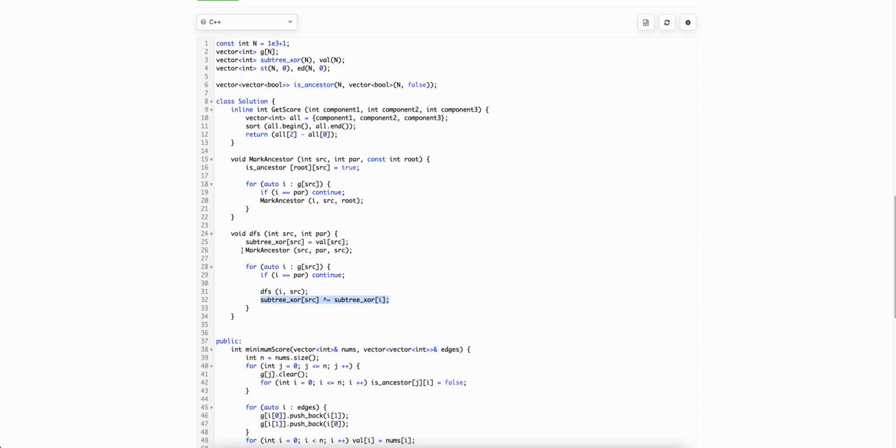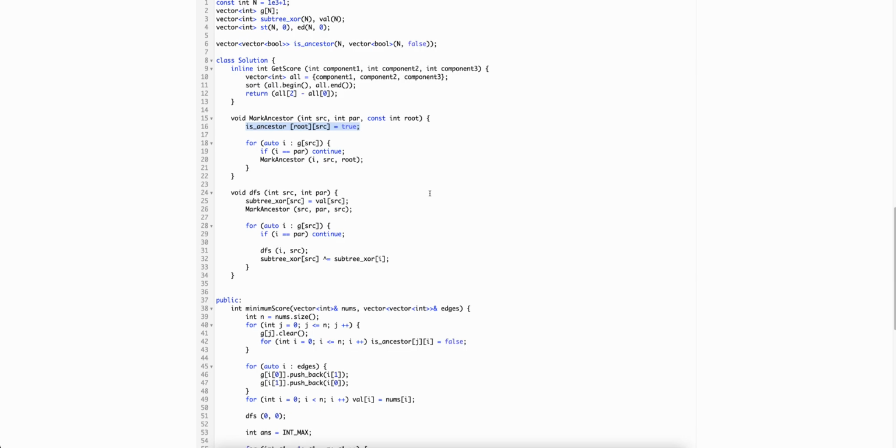After doing this, you can also see we are also marking all the ancestors. So in a way, we are iterating over the entire subtree of SRC, and for every node in the SRC, we are saying that root is an ancestor of every node. So we are iterating over this entire thing, and we are saying that this root is actually an ancestor of all the nodes that we have just visited. So that's where we just populate this particular array.